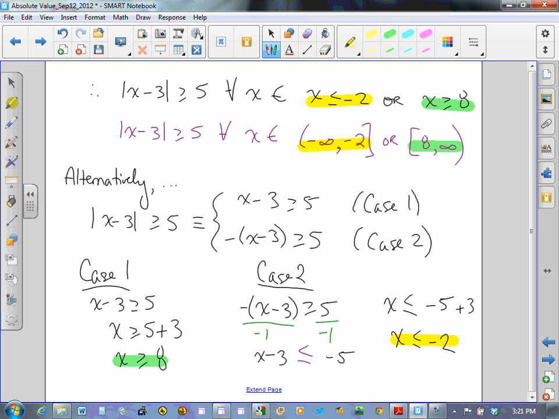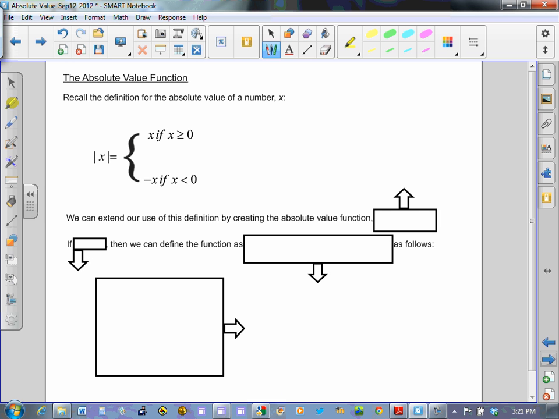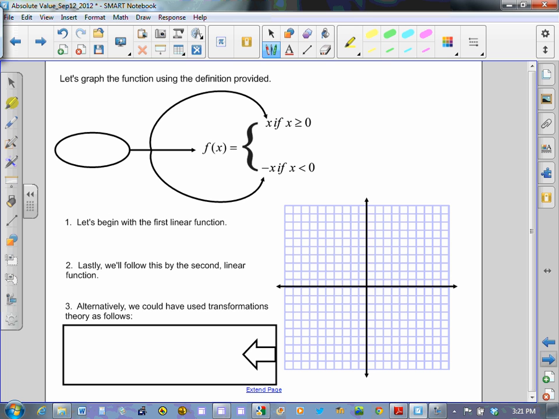Okay, so at this point in time, you should have enough examples to support your work for page 16, numbers 1 through 5. Tomorrow we'll investigate one slide further. We're going to investigate what happens when we try to define the absolute value of a number as a function, and then we'll actually get into a little bit of graphing.